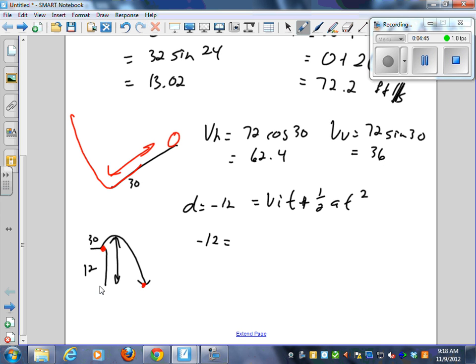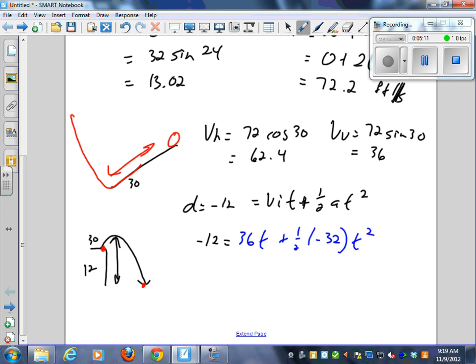Because we're talking about it going up and down. Time of, well, we are, but we need to find the time first, right? And we're talking about, it's the vertical bit that determines how long it's in the air, right? And the horizontal just sort of tags along for the ride. So it's 36t plus 1/2 of minus 32t squared. Make sure you use 32, not 9.8.